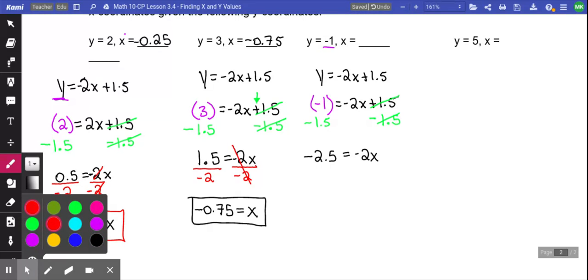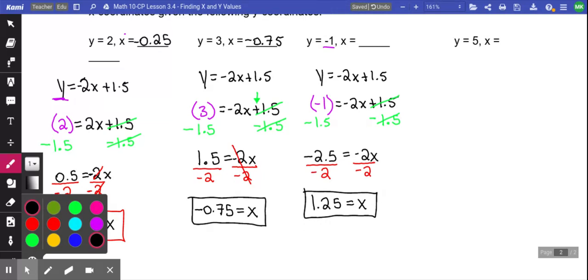That's negative 2 times x, so the opposite of timesing is dividing. So I divide both sides by negative 2. In this case, my answer would become positive 1.25. Like that.